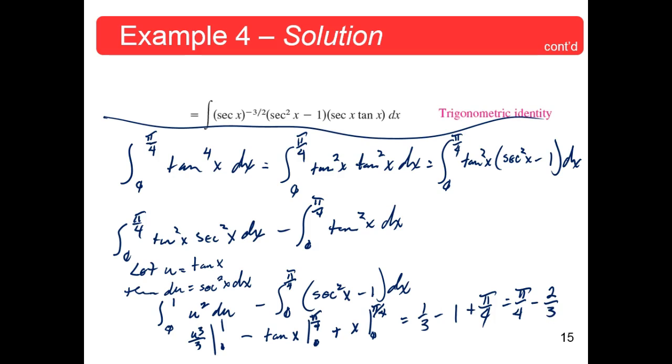Strange answer, but should be true. Let's see what they got. 1/3 minus 1 plus pi fourths, which they wrote as 0.119. Why didn't they write it as pi fourths minus 2/3? Okay, pi fourths. Remember, pi is about 3, so that's almost 3/4 minus 1/4. I mean 2/3.